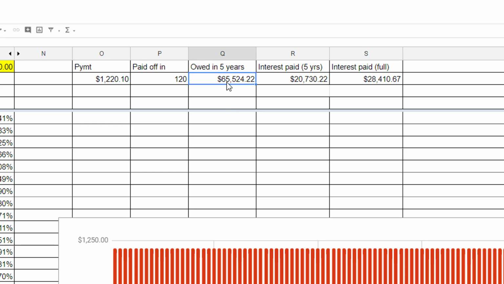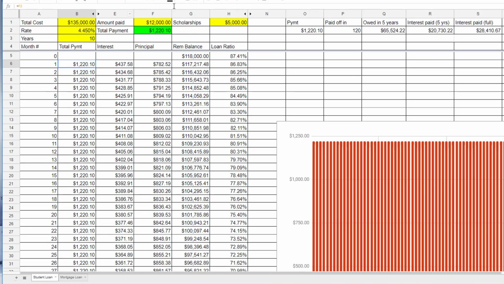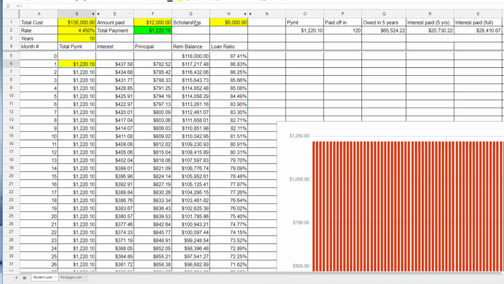After 5 years, you still owe $65,000. And here's your total interest that you would pay on the loan itself. About $30,000. The reason I put this together for you is if you wanted, you could come back and change this payment.